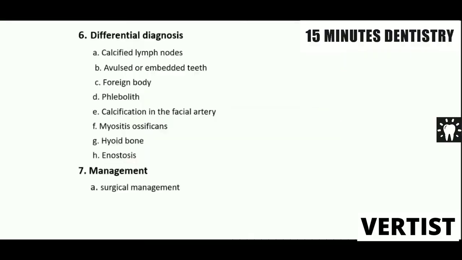Now, the differential diagnosis, if asked, of sialolithiasis would be calcified lymph node, or avulsed or embedded teeth, which we can see in the radiograph, a radiopaque foreign body, phlebolith, which is a calcification in the vein, or a facial artery calcification, myositis ossificans can be mistaken for a sialolith, then hyoid bone, and enostosis, which you know is an intrabony counterpart of exostosis. And management is usually surgical removal from the duct or from the gland.